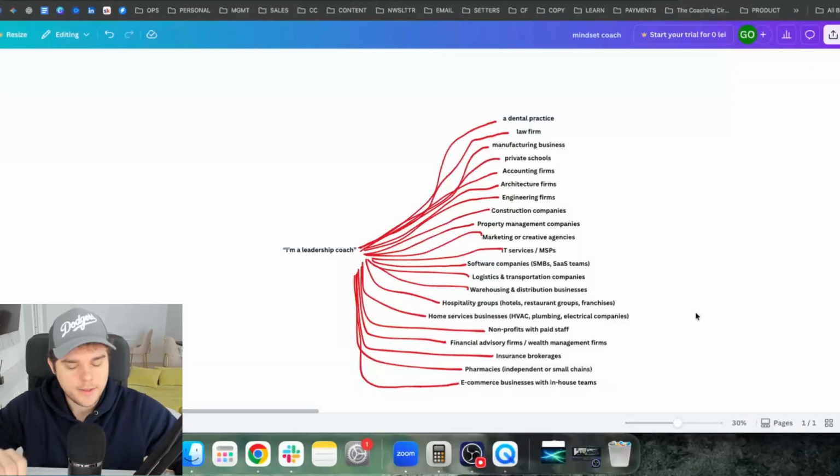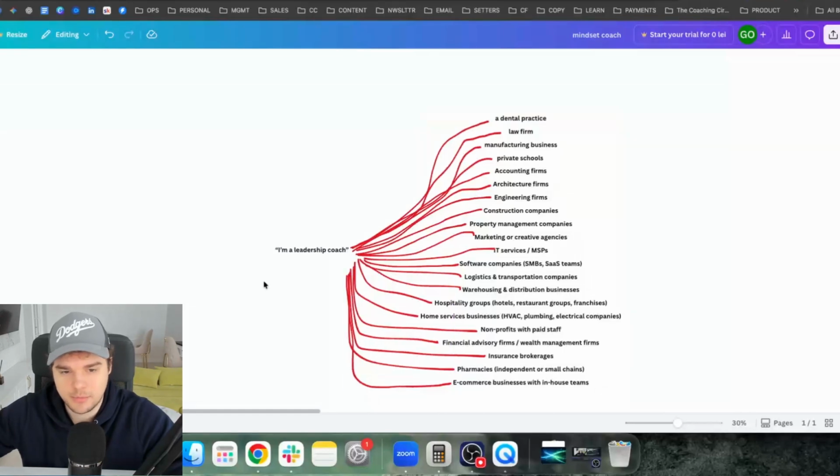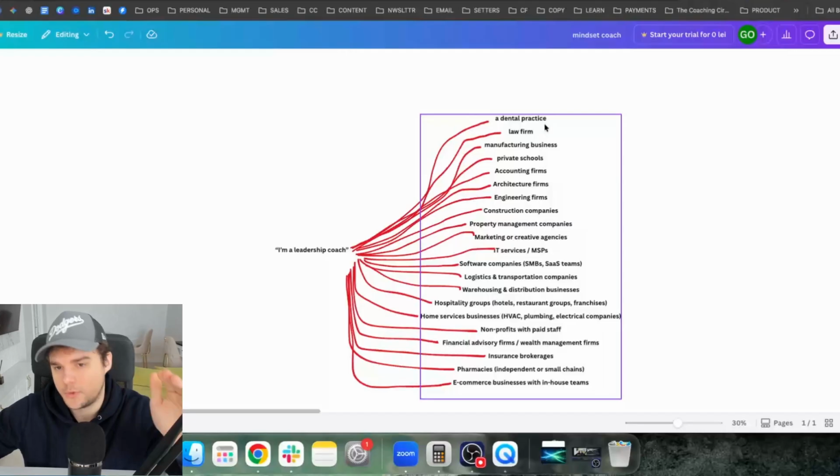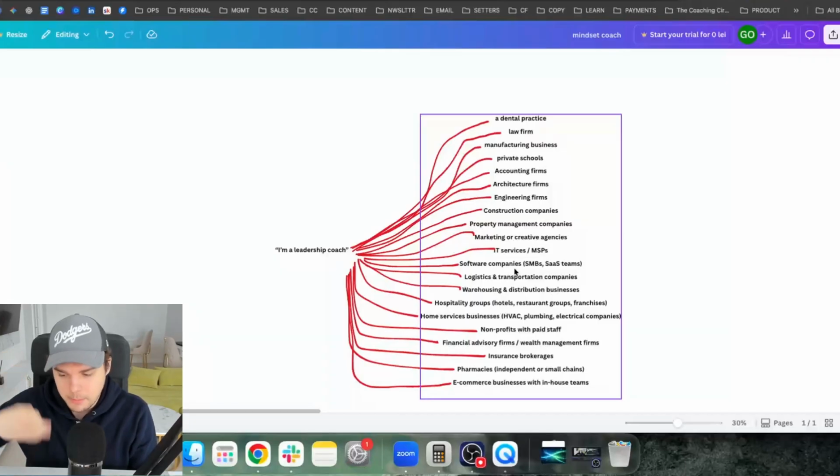So automatically, when you say that you are a leadership coach, you can serve a gazillion different markets, a gazillion different types of clients, right? So for example, if you're a leadership coach, you can probably help dental practices, law firms, manufacturing businesses, private schools, accounting firms, architecture firms, engineering firms, construction companies, property management companies, IT services, software companies, a gazillion of them. And I haven't even listed all of them. The list probably goes on and on, okay? So by definition, by you just calling yourself a leadership coach or whatever it is, you have 100 plus probably different clients that you could potentially serve with your service.